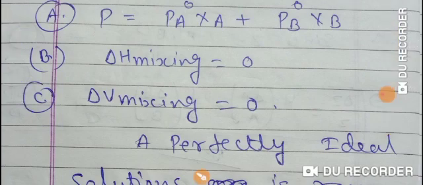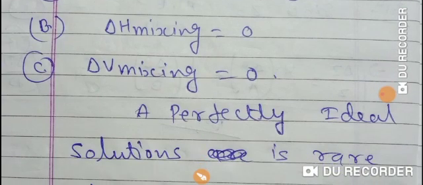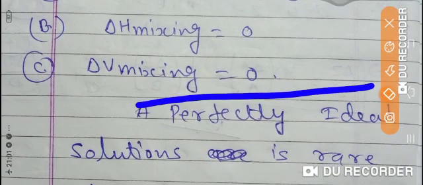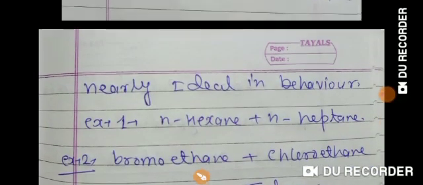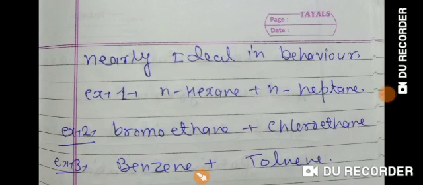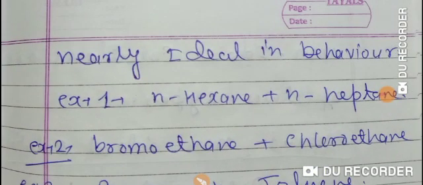Okay, what is further? Read this. A perfectly ideal solution is rare. In practical life, there is no ideal solution. 100% ideal solutions are not possible. Okay, come to the next line.